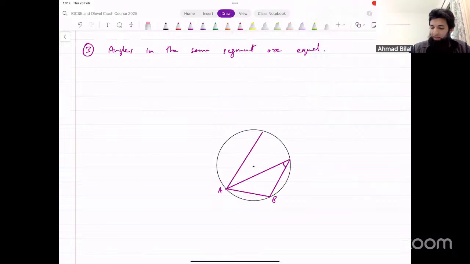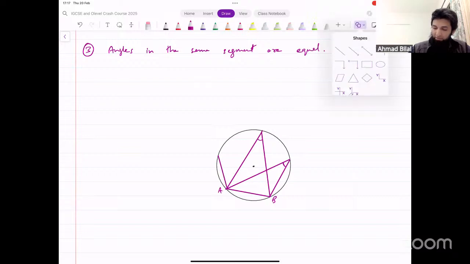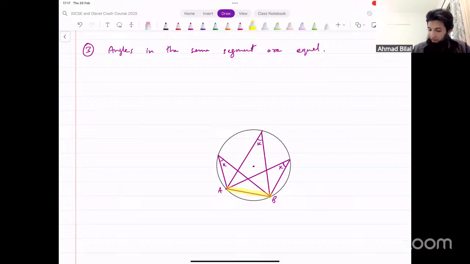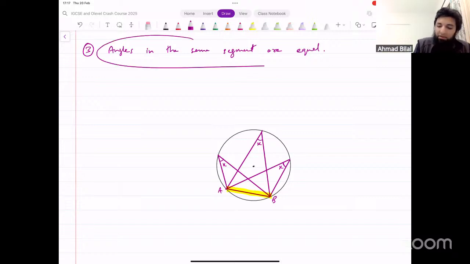And let's say the same chord is also making this angle at the circumference on that same side. And this chord is also making this angle at the circumference. All of these angles, if one is x, this is also x, this is also x. If you have a chord like this that makes angle at the circumference, these angles are all going to be equal to each other. Okay. Now, how do you spot this? So this property is known as angles in the same segment are equal.